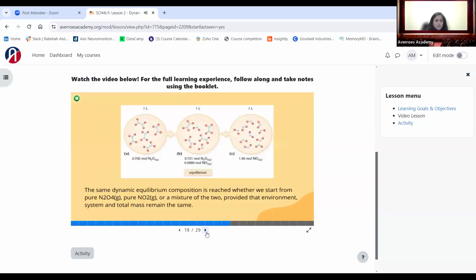One thing to note is that the same dynamic equilibrium composition will be reached regardless of if you start from the forward reaction or the reverse reaction, right? So an equilibrium position can be reached starting from either the forward reaction or from the reverse reaction. So considering the equation we had just looked at between dinitrogen tetraoxide gas, the N2O4, and nitrogen dioxide gas, the NO2, the reaction will progress to chemical equilibrium, whether you go the forward reaction or the reverse reaction, or a mixture of the two, right? Provided that the environment, system, and total mass remain the same.